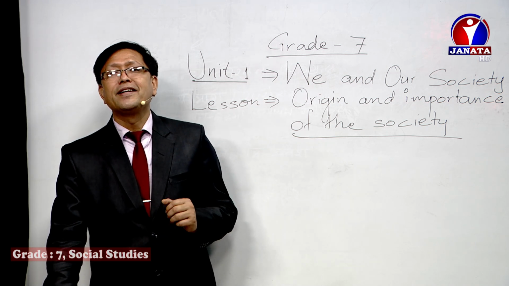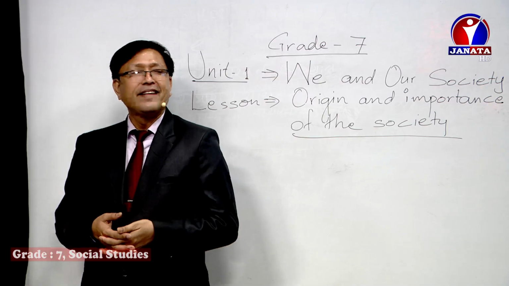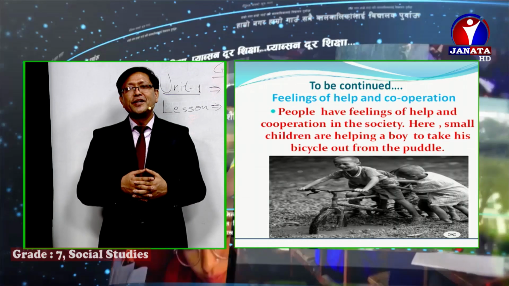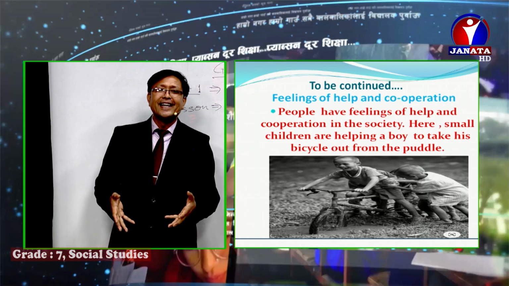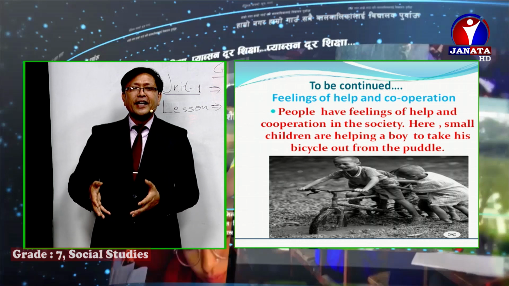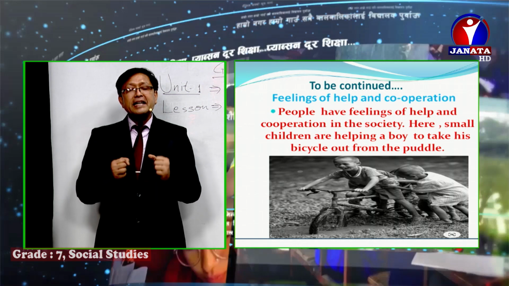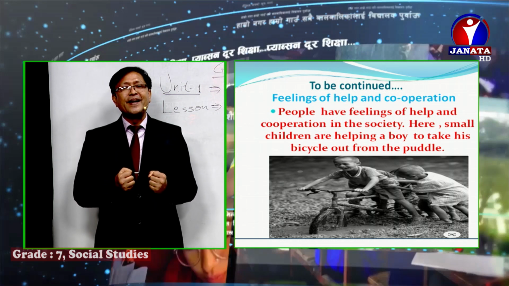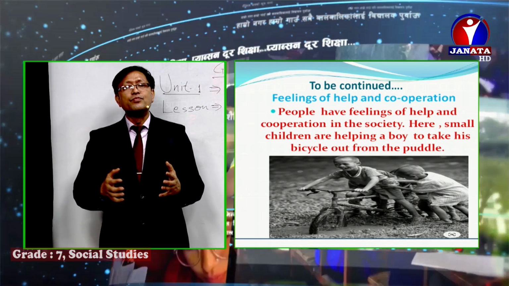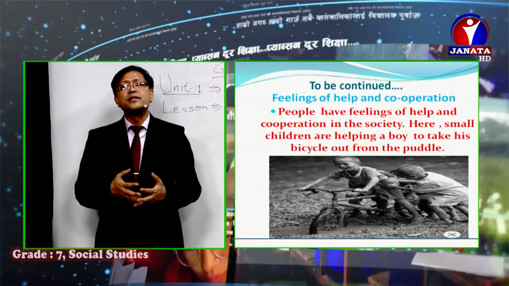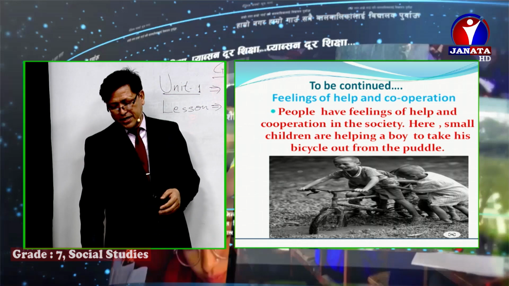I want to show you another slide, my dear students. Let's see. Look at the slide, my dear students, what are you seeing there? Small children are there, one boy is cycling, and his cycle is in the puddle. And other students, his friends, are supporting him. What does it indicate, right? It is a feeling of help and cooperation, right? A kind of feeling of cooperation is in these boys. So why? What is this? This is the outcome of social feelings, because we all live in the society, my dear students.